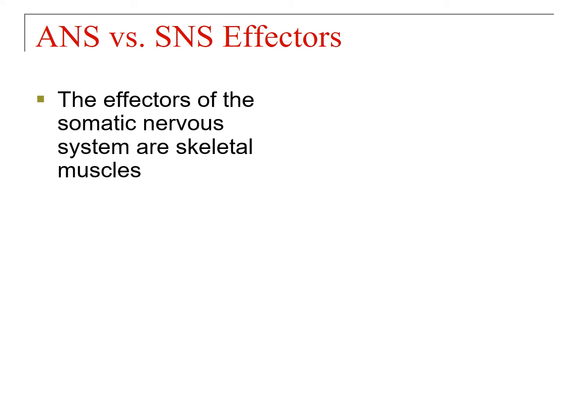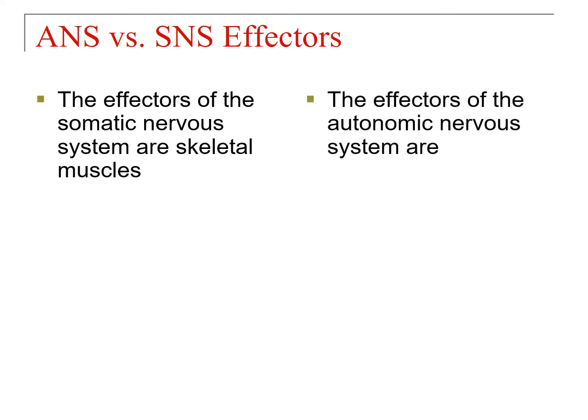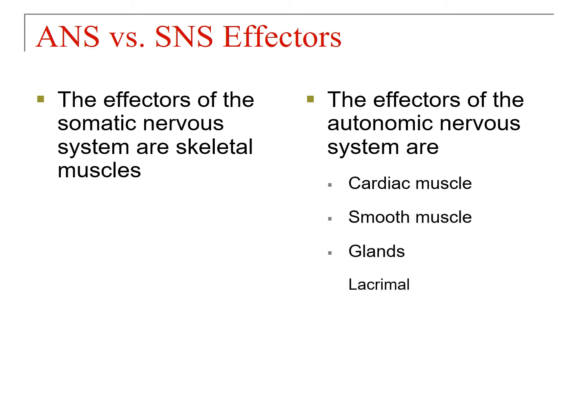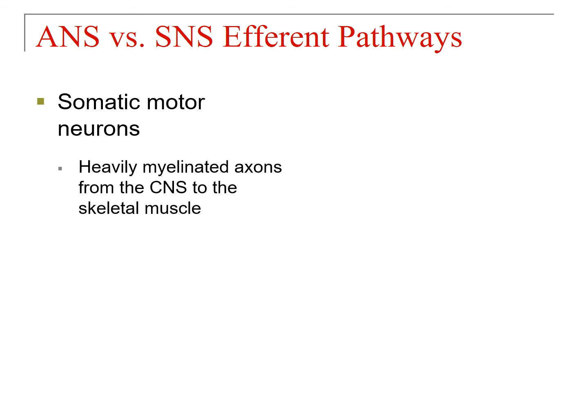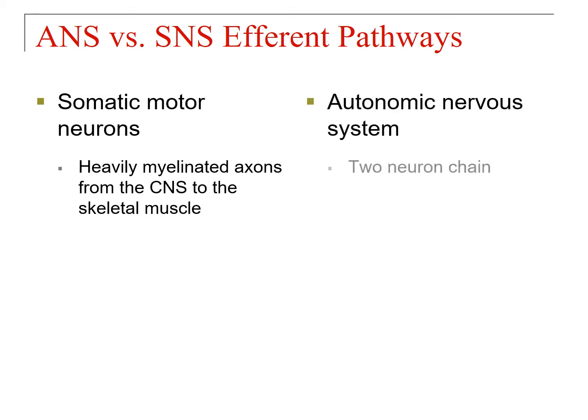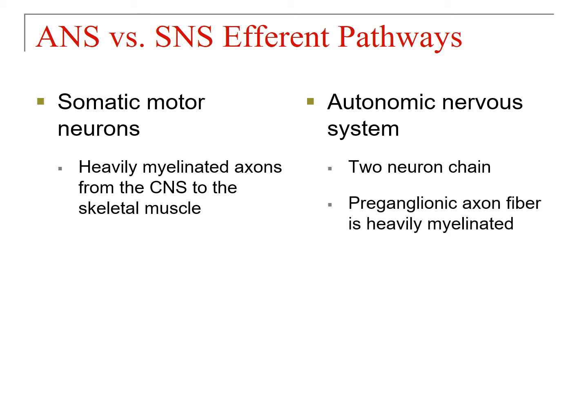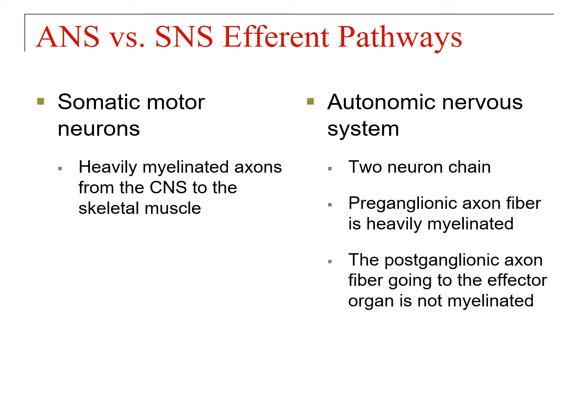So the effectors of the somatic nervous system are skeletal muscles. The effectors of the autonomic nervous system are cardiac muscle, smooth muscle, and glands, including lacrimal, salivary, digestive, and sweat glands. With somatic motor neurons, you have heavily myelinated axons that carry signal from the central nervous system to the skeletal muscle. With the autonomic nervous system, you have a two-neuron chain, and in that two-neuron chain, the preganglionic axon fiber is either moderately or heavily myelinated, and the postganglionic axon is actually not myelinated at all.